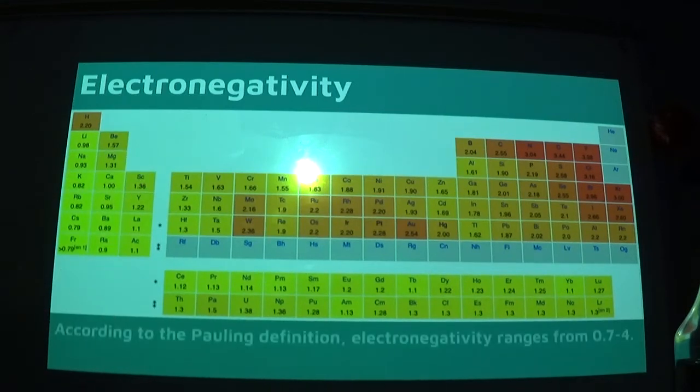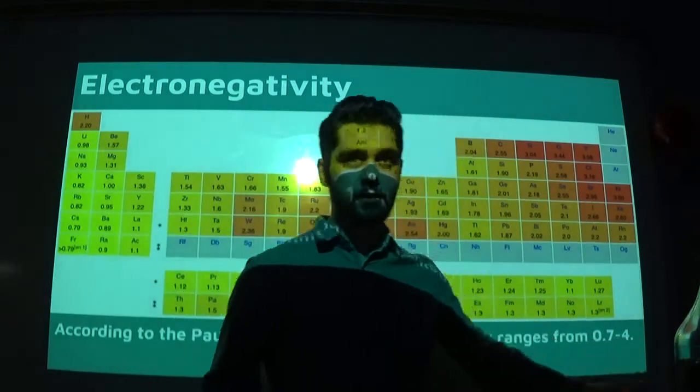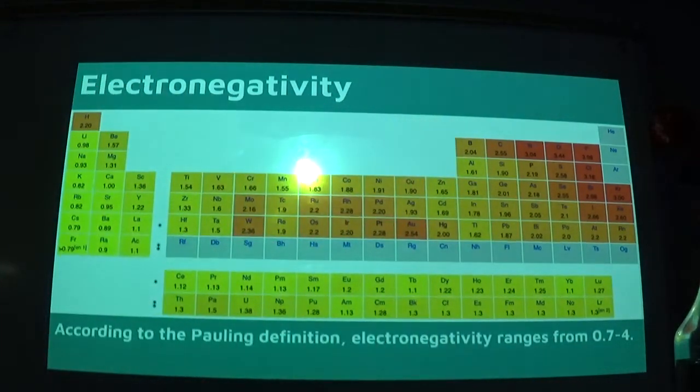Okay, and so that's basically the scale that we're working on. Okay, from 0.7 to 4. Okay, and 0.7 means that this atom does not attract electrons very strongly. It can be easily taken. Whereas 4 means that atom is going to pull electrons toward itself very strongly compared to other elements.